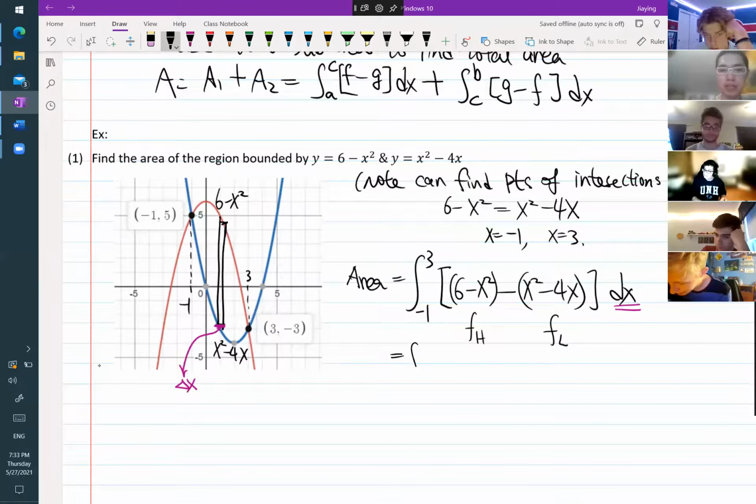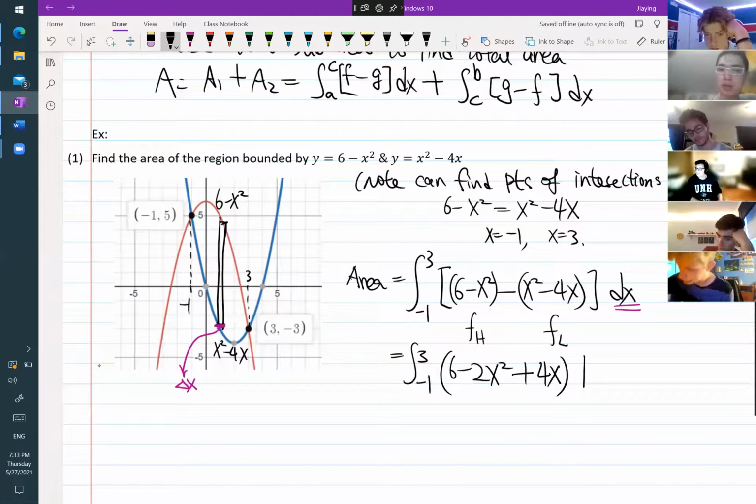So integrating this, that gives us from -1 to 3. Let's simplify the function before we integrate. So that's 6 minus x squared minus x squared, so that's minus 2x squared. Minus 4x, so positive 4x, dx.